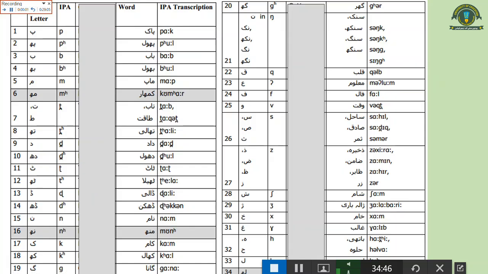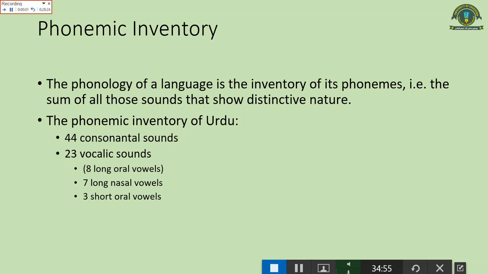Okay, now here are Urdu phonemes. I will move to the previous slide once again. What is phonemic inventory? We say that the phonology of a language is the inventory of its phonemes. So the unique sounds in a language will be known as its phonemic inventory. In English we have 44 phonemes, that is the phonemic inventory of English. In Urdu we have more than 67 sounds, 70 plus sounds. So this is the phonemic inventory of Urdu.